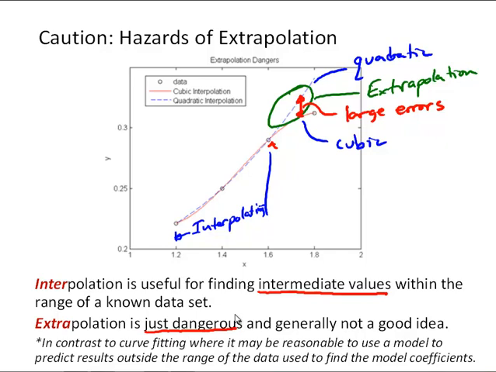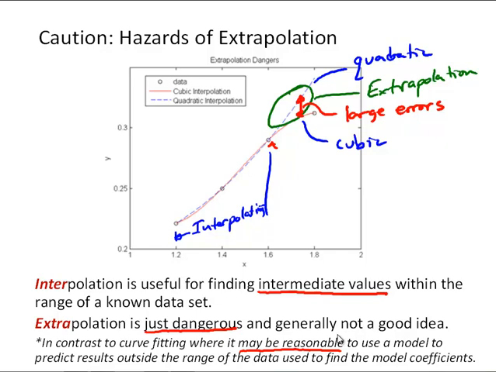One note, this is in contrast to curve fitting, which we were talking about before. In curve fitting, it may be reasonable to use a model to predict results outside the range of the data that you used to find the model coefficients. Remember, this is due to that critical difference between interpolation and curve fitting. In curve fitting, we have some mathematical model that we are hypothesizing describes the behavior of the data. So going outside the range of the data that we used to calculate the coefficients of that model might be fine, as long as we have reason to believe that the mathematical model still applies.